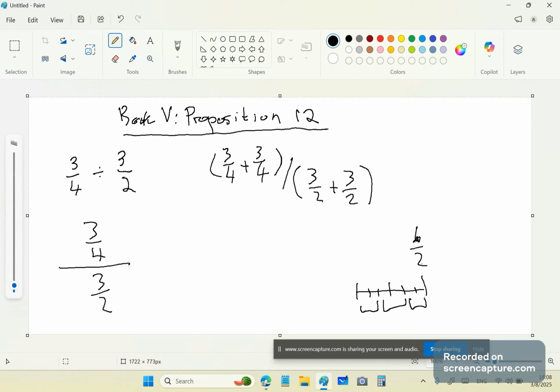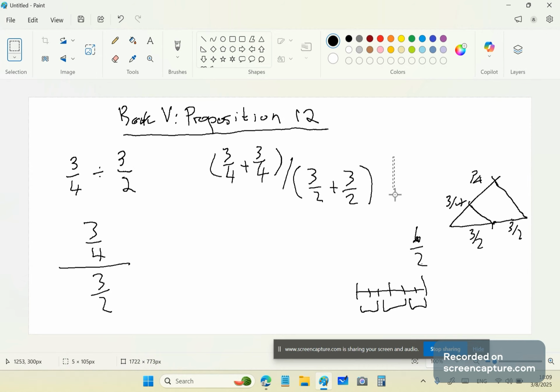Now, you can think of this in terms of similar triangles. If you have any angle like this, and this side here is 3/4, and this side here is 3/2, and you decide to increase the side here by another 3/4, then again the sides will be in proportion. So you can increase and decrease as you like. Stop the video and think about that if you need to.